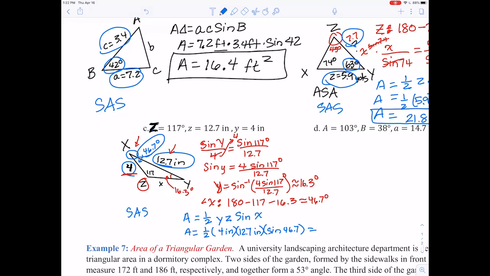And this is in inches, and so we're going to get approximately 18.5 inches squared. And so there's the area of that triangle. So again, remember, your goal is to get to the information side, angle, side, so that you can use the formula to find the area.